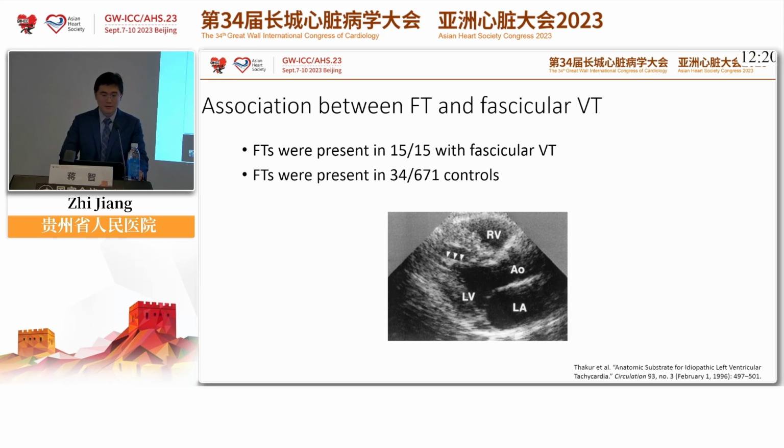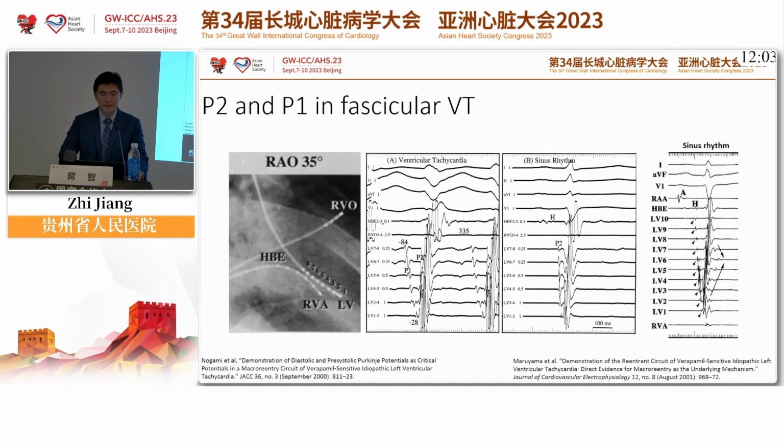Another evidence was made by Tucker in 1996. They found the false tendons were present in all the patients who had fascicular ventricular tachycardia, but the presence was only 5% in control patients.